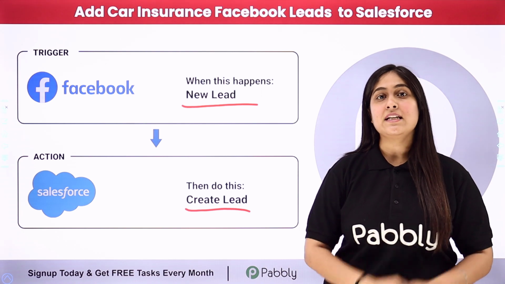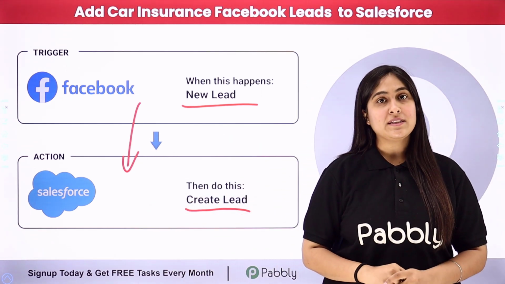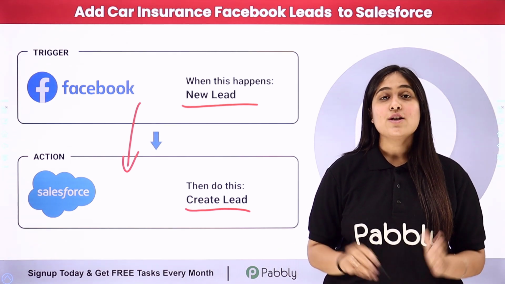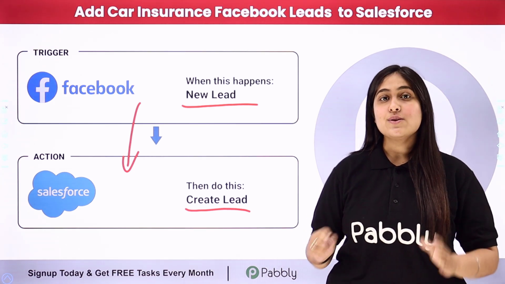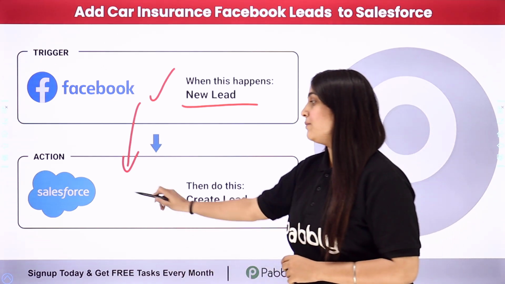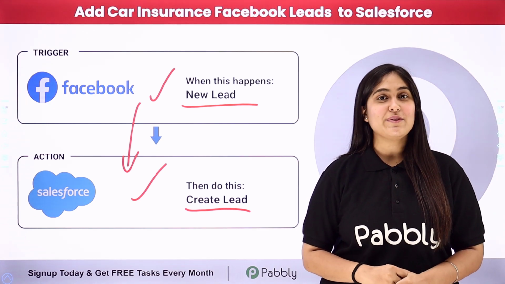To build this connection I need to connect my Facebook lead ads with my Salesforce, and to build this connection I'm going to use an automation software named Pabbly Connect. Pabbly Connect works on two concepts, that are trigger and action. Our trigger application will be Facebook lead ads and our action application will be Salesforce. To learn this process step by step, let me take you to my screen.